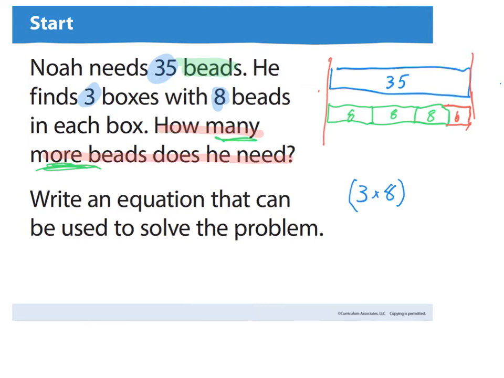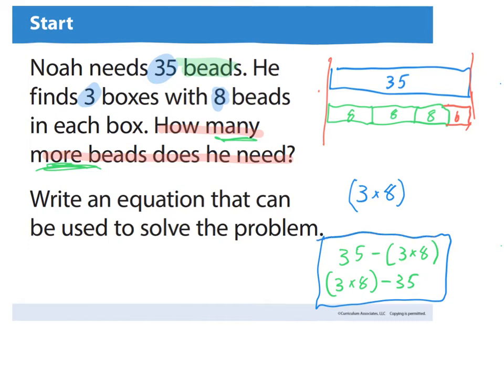So what we're going to do is take 35 away. Now, one tricky part about this problem is that one of these is going to be right. We're either going to go 35 minus 3 times 8, or we're going to go 3 times 8 minus 35. One of these is right, but not both. There's going to be a problem here.